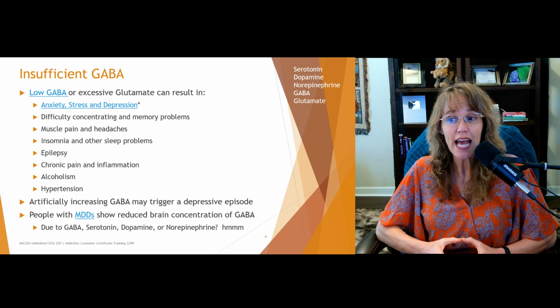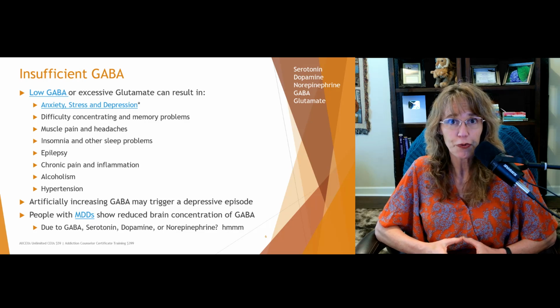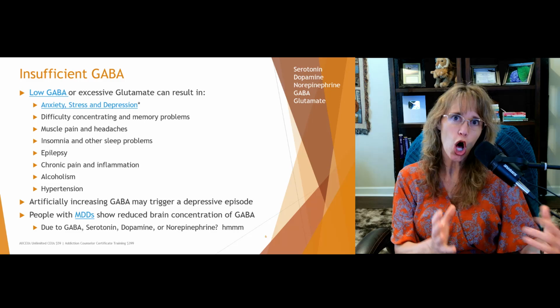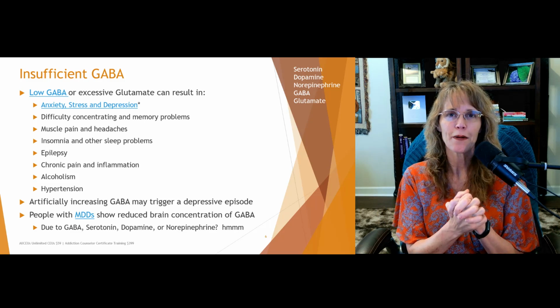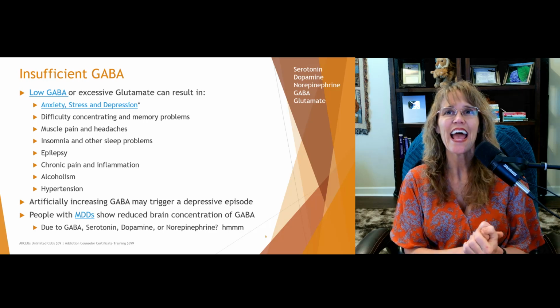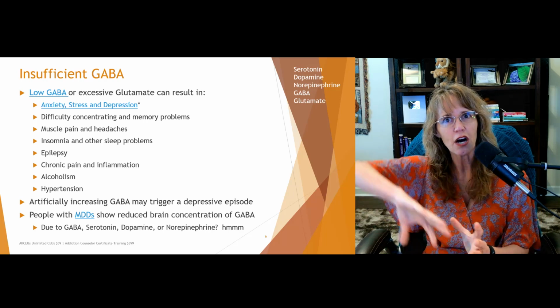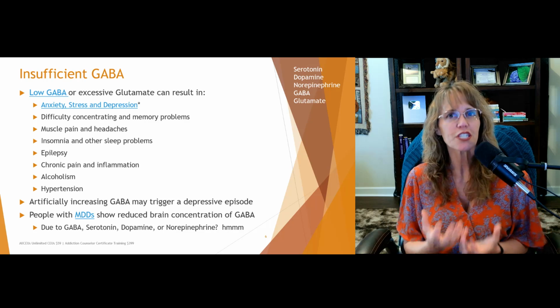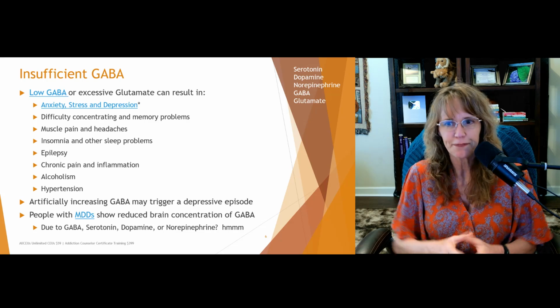Artificially increasing GABA may trigger a depressive episode. If you are taking GABA, which is your calming, your cool neurotransmitter, you can actually get too calm. And because you're reducing all of the excitatory neurotransmitters, people may actually start to feel depressed.